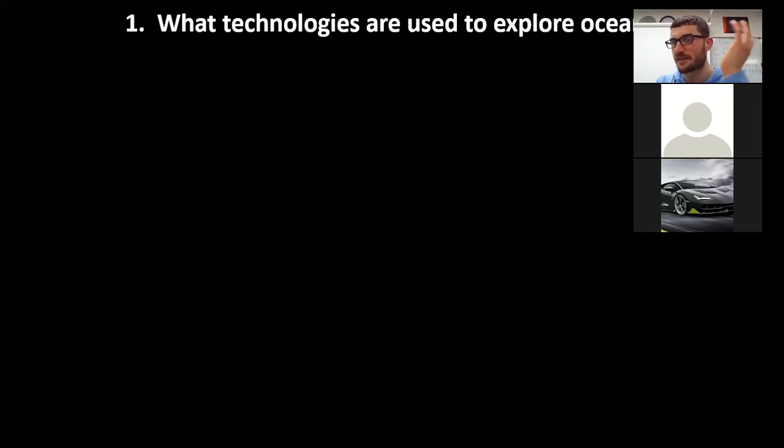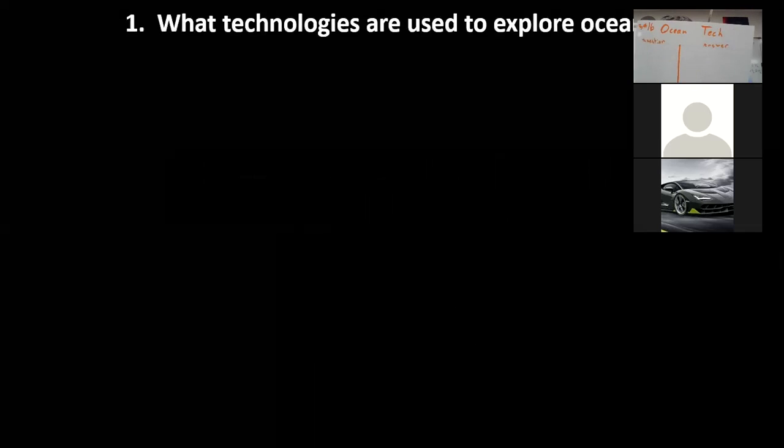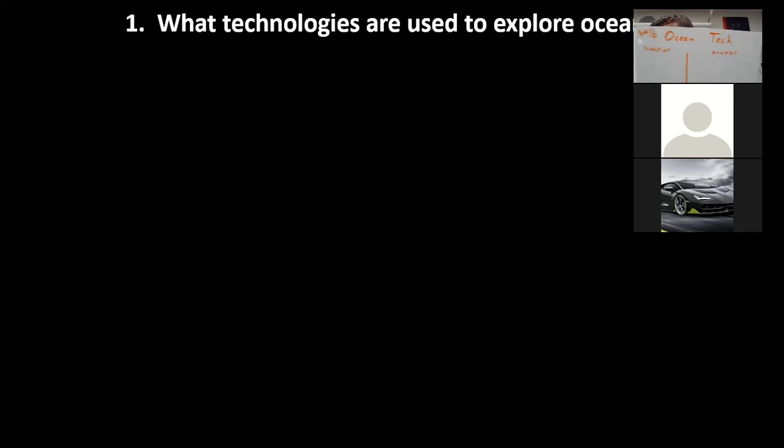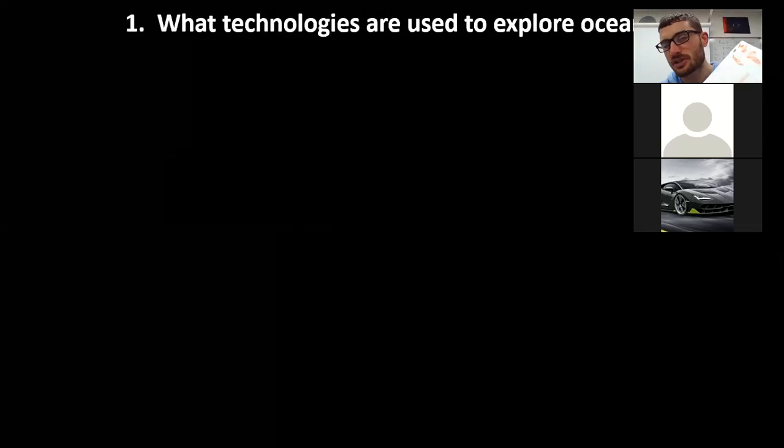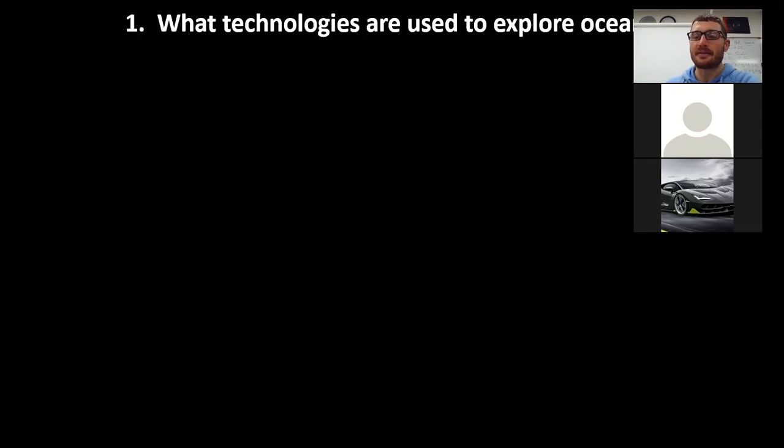Order doesn't matter as long as you have it in your notebook for the notebook checks. Again, the title of page 16 is Ocean Technology, or for short, Ocean Tech. And then we had questions and answers. The question in white, we'll need to write that down. And then the questions in yellow will also need to be written down.